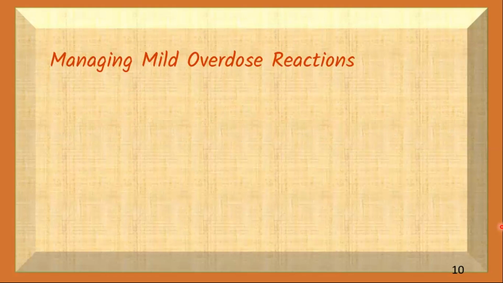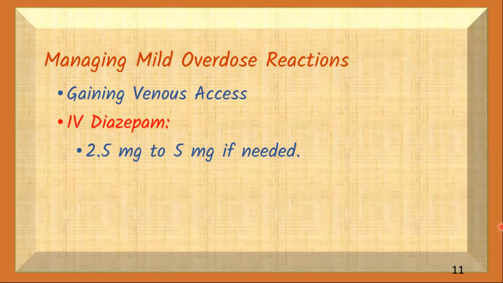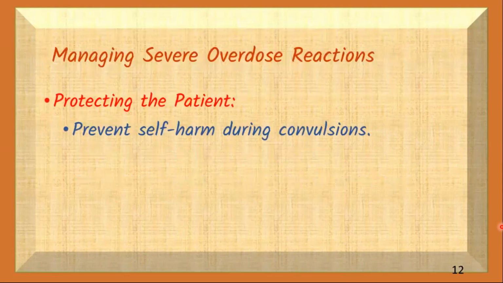How to manage mild overdose reactions? Mild overdose reactions should be managed by monitoring vital signs and instructing the patient to hyperventilate. Administer oxygen if needed, and gain venous access for IV diazepam if signs do not rapidly disappear. Call for medical assistance if the symptoms do not improve.